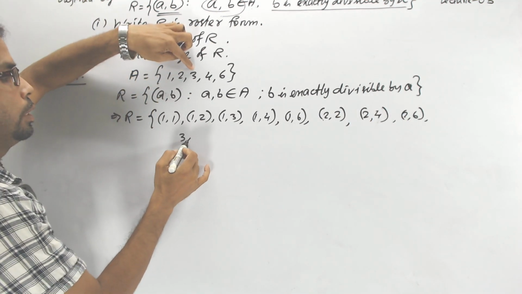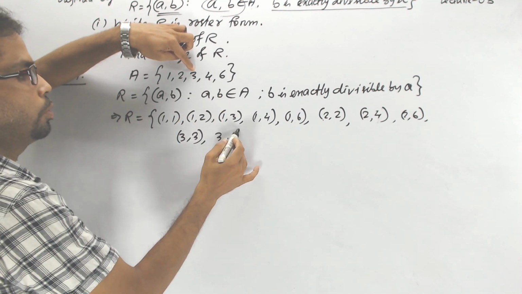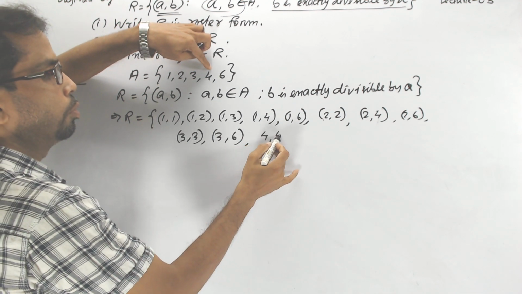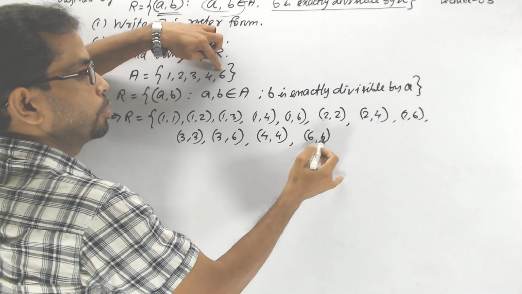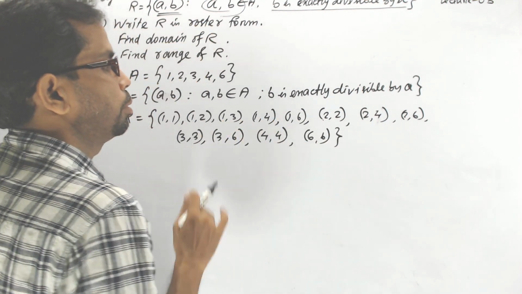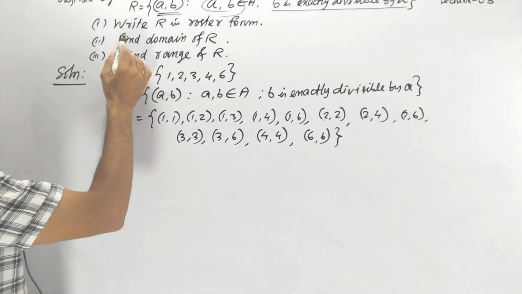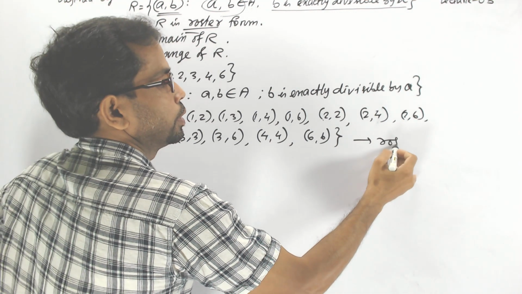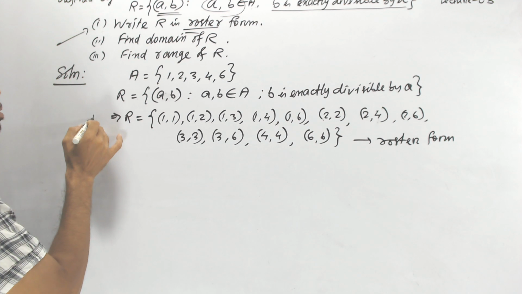Then with 3, (3, 3) will be possible. (3, 4) not possible. (3, 6) also will be possible, because 6 is divisible by 3. Then (4, 4) possible, 4 is divisible by 4. (4, 6) not possible, because 6 is not divisible by 4. So these are the elements in the relation. Now the question is to write, first point, R in roster form. So this is in roster form. So this is the solution for the first part.